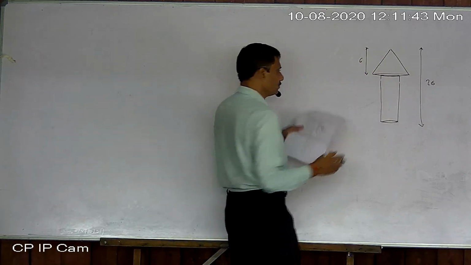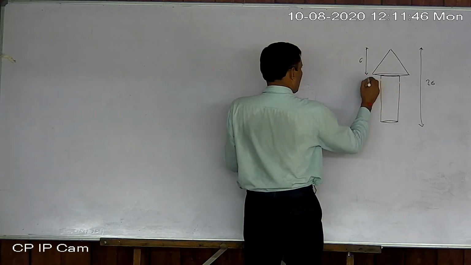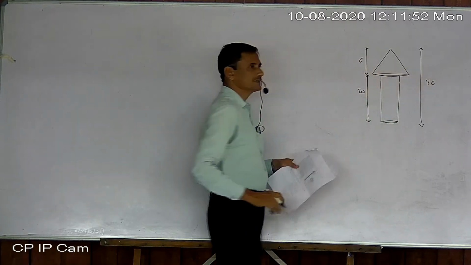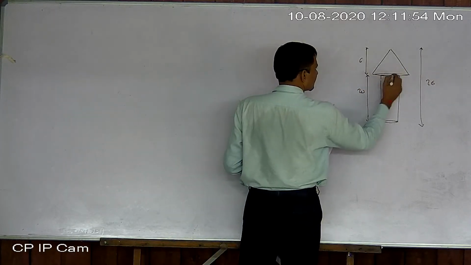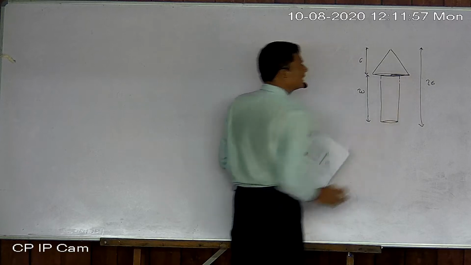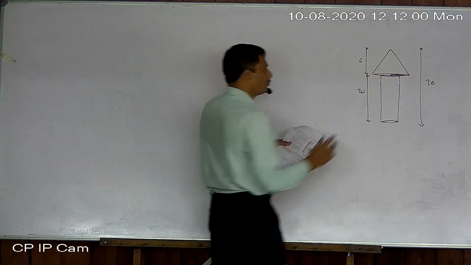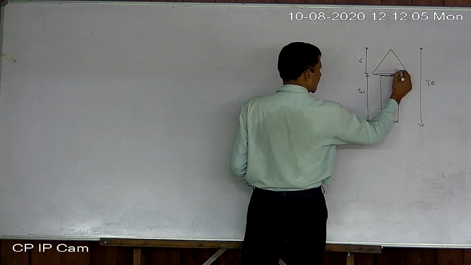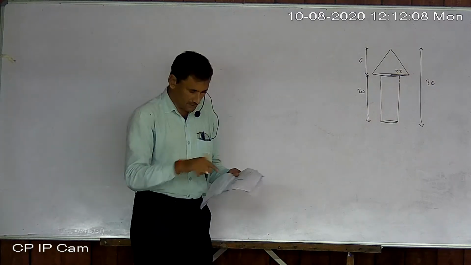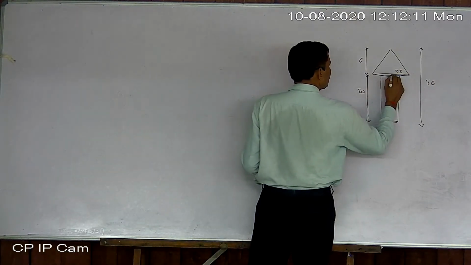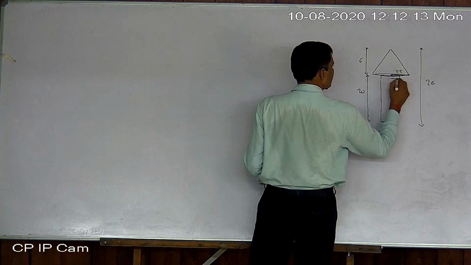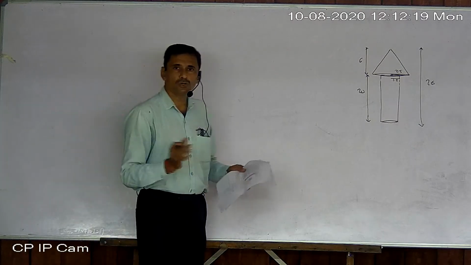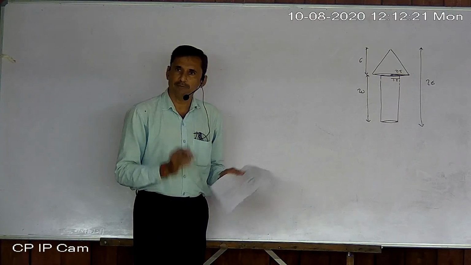So this will be 20. Why? Because 26 minus 6. Now the radius. This bigger radius, meaning the radius of the cone, is given as 2.5. Why? Diameter is 5. I am just writing here, but you see it in your textbook, and this will be 1.5 only. This is 1.5.